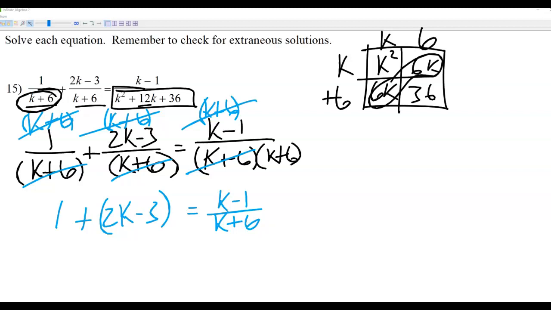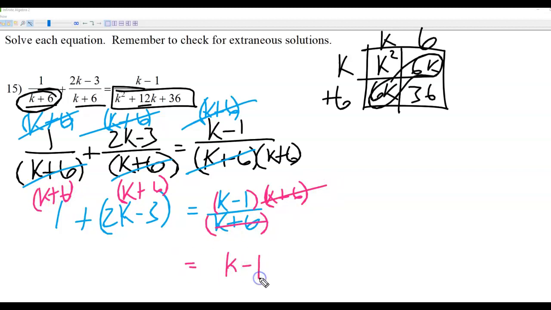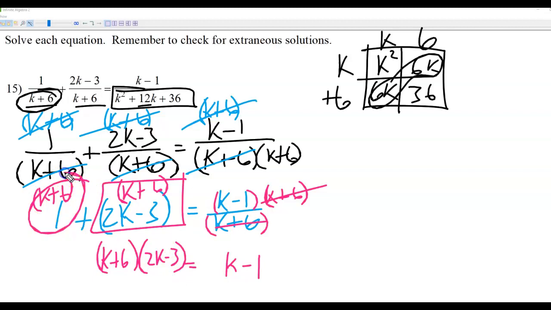Okay, we're going to multiply by k plus 6 again. So these cancel, and I'm left with k minus 1 over here. Now on this side, nothing's canceling, right? So I'm just going to put these next to each other like a multiplication problem. And here we're multiplying k plus 6 times 1. You can write it like this if you want to, but anything times 1 is just itself.